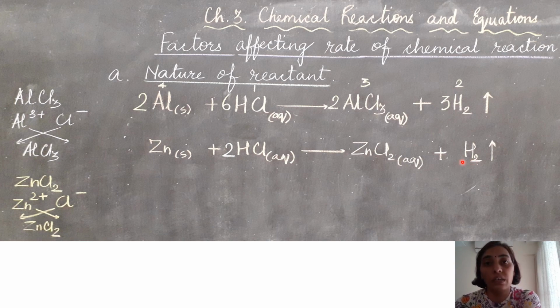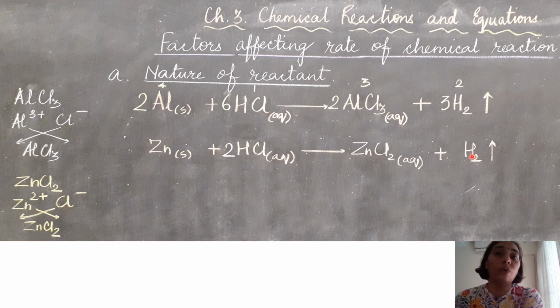What is to be noticed here? The thing that is to be noticed is that in which reaction is the evolution of hydrogen gas faster, whether it is with aluminium or whether it is with zinc, because in both these metals are made to react with hydrochloric acid only. So in which of the case is the evolution of hydrogen gas faster? So if we observe, we find that the evolution of hydrogen gas is faster with aluminium, whereas in zinc the evolution of hydrogen gas is slightly slower. So what is the factor that determines the rate of chemical reaction here?